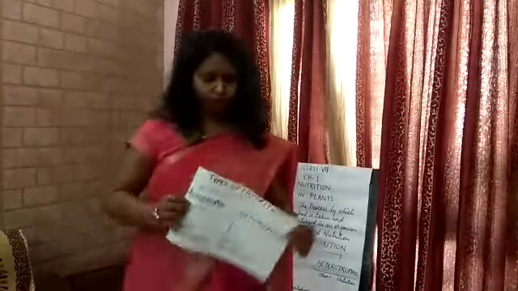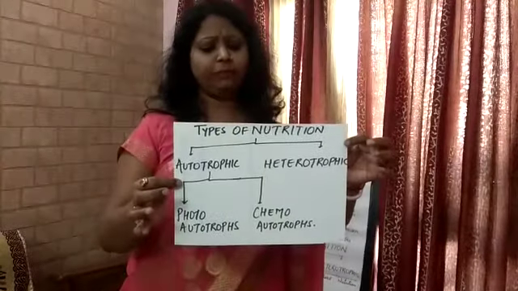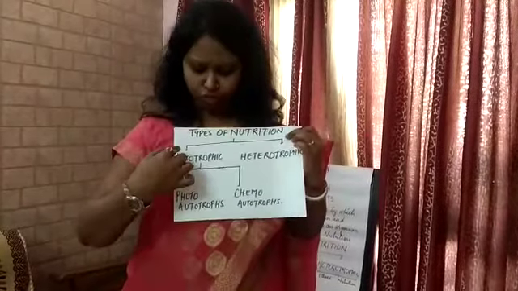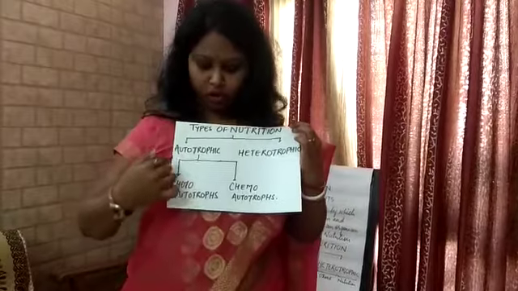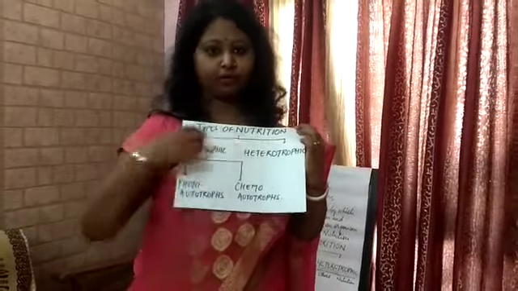Now, again, I'll show you a flow chart. Types of nutrition. There are two types of nutrition: autotrophic and heterotrophic. Autotrophic nutrition means self-nutrition. Auto means self. Trophic means nutrition. So, self-nutrition. What do we mean by that? Whenever we tell you about autotrophs, we just give the example of plants.